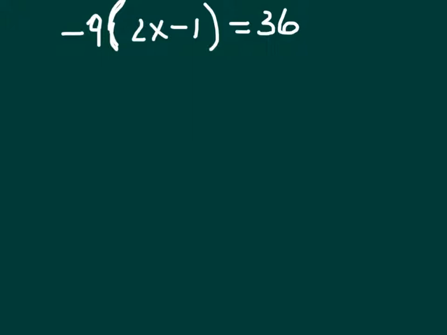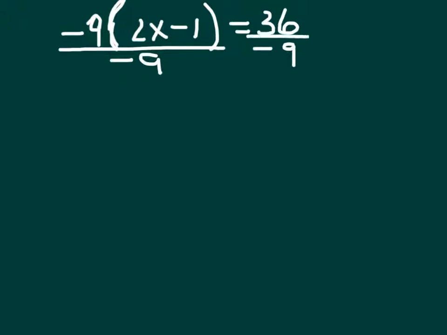Okay, this time we have negative 9 times 2x minus 1 equals 36. So this time what we're going to do, again, is check, does the 9 go into the 36 an even number of times? Well, it does. 36 divided by 9 is 4, exactly. So what we'll do this time is we'll divide both sides by negative 9.